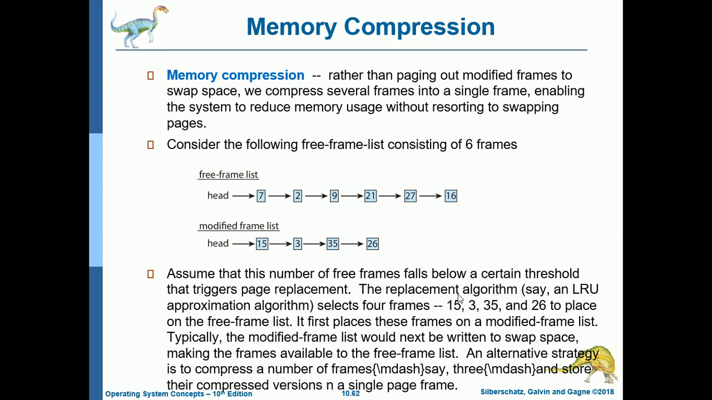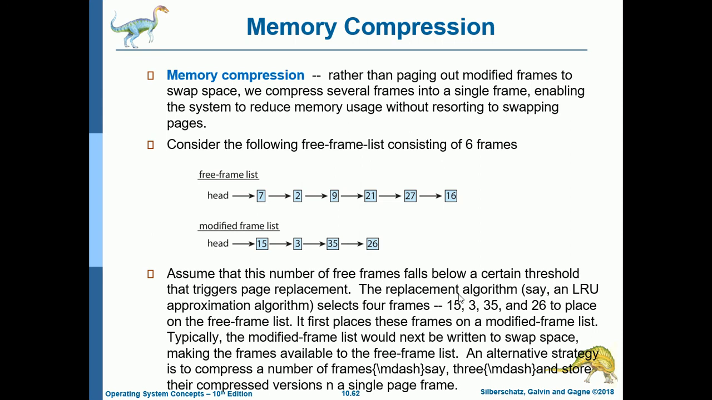Okay, next we have memory compression. With memory compression, rather than paging out modified frames to swap space, we compress several frames into a single frame, enabling the system to reduce memory usage without resorting to swapping pages. If, for example, three pages can be compressed into a single frame, the better.